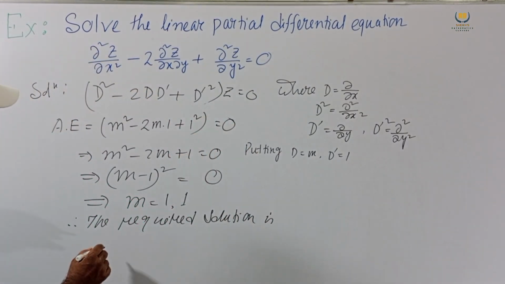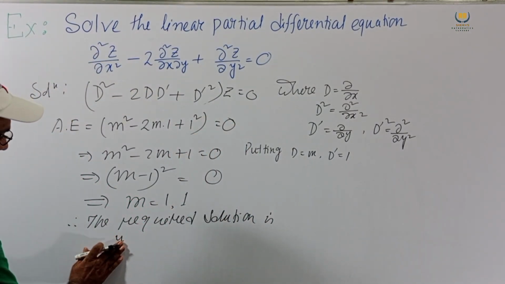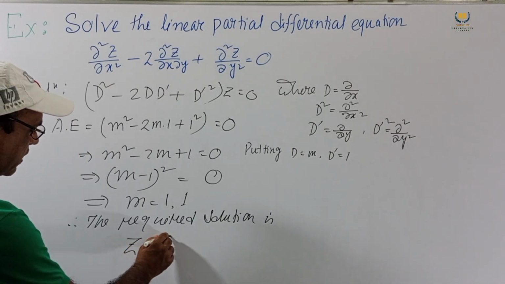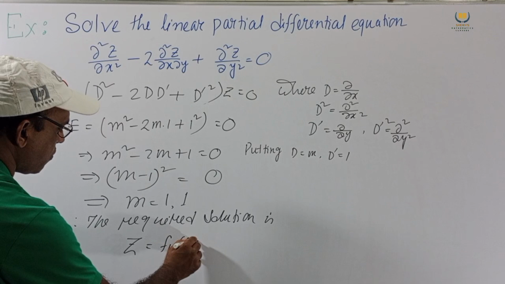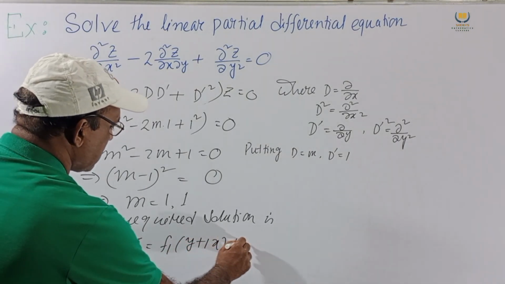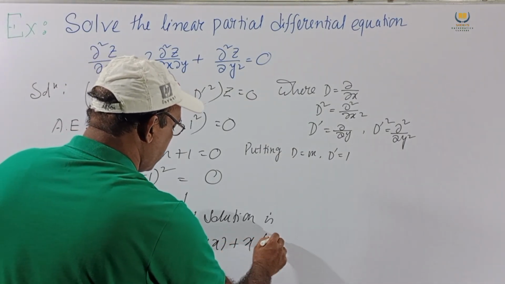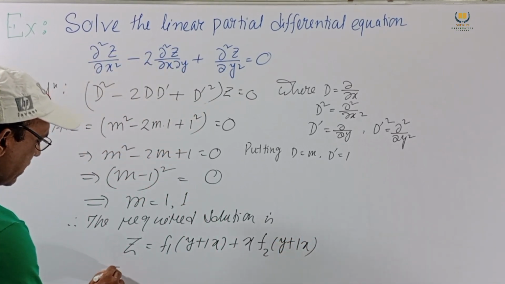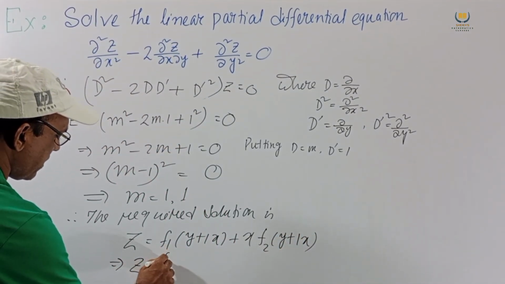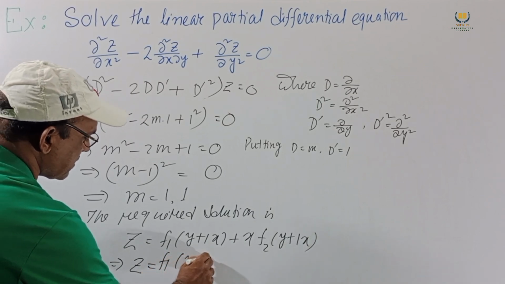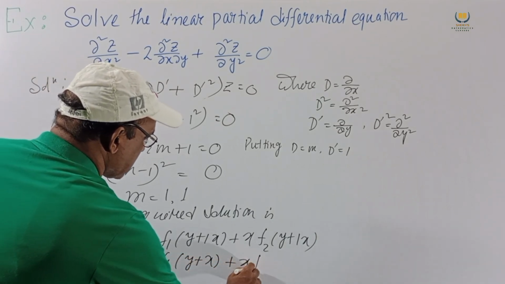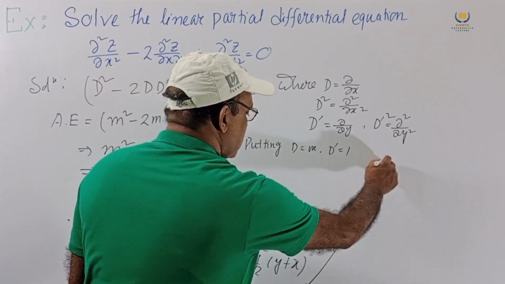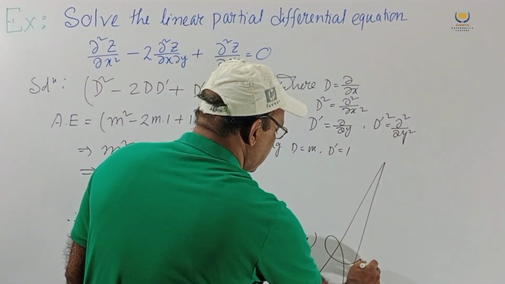Therefore the required solution is z equal to f1 of y plus 1x, plus x f2 of y plus 1x, or we can write z equal to f1 of y plus x, plus x f2 of y plus x, and this is our final result.